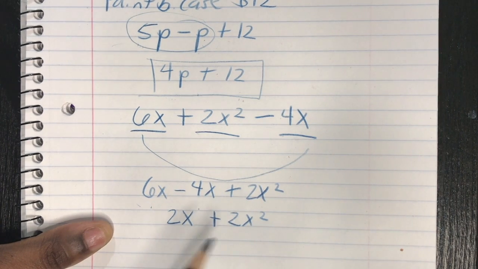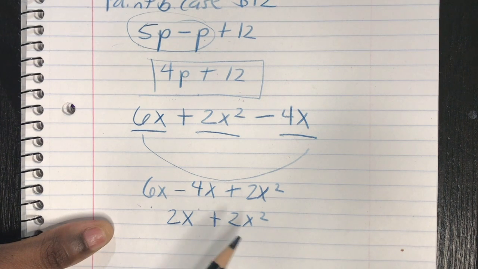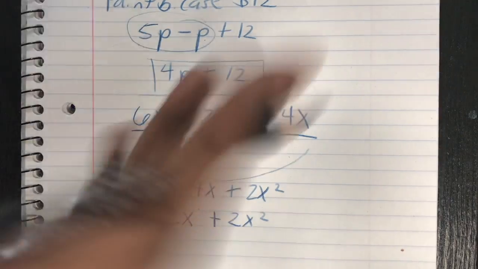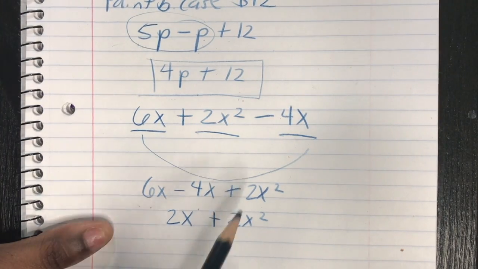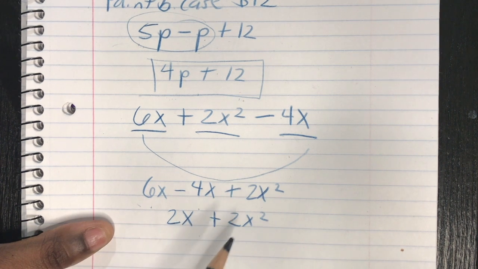So remember, the variables have to have the same exponent. X to the first power, or x to the power of 1, is what we imagine. And then 2x to the second power, they're not the same. So you would leave it as this, 2x plus 2x to the second power.